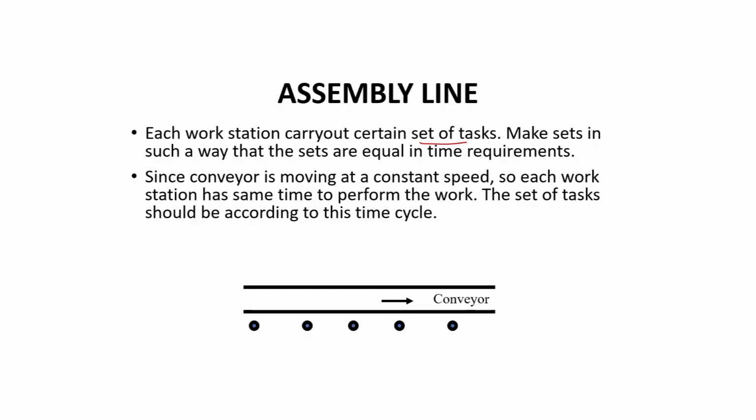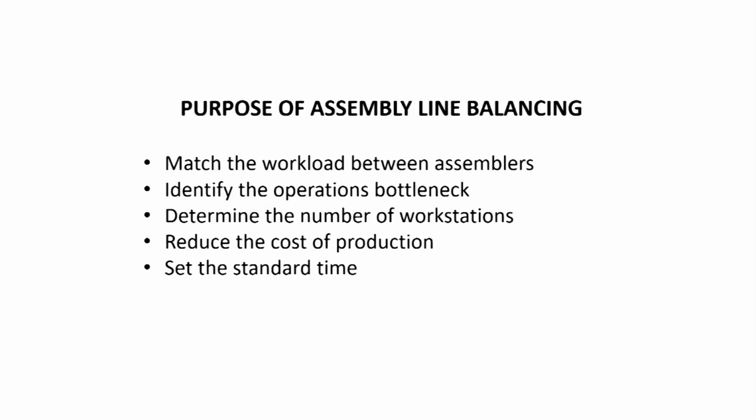Then, since the conveyor is moving at a constant speed, each workstation has the same time to perform the work. As I said, if it is 1 minute, each worker will have 1 minute available. The set of tasks should be according to this time cycle. So, no workstation should have a time more than 1 minute, it has to be lesser than that. So, that is the concept of assembly line. We have to divide the total work content into various workstations.